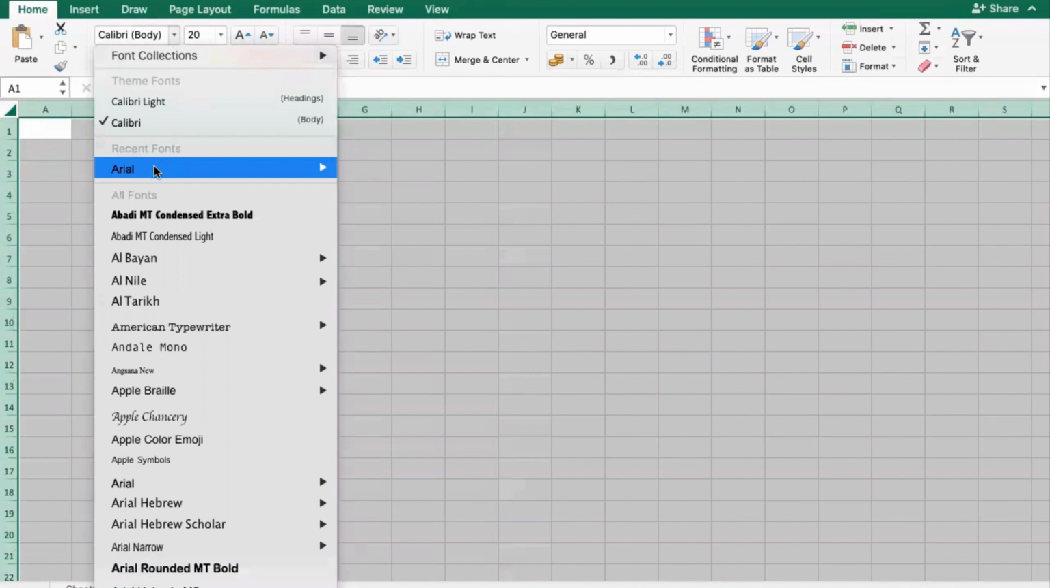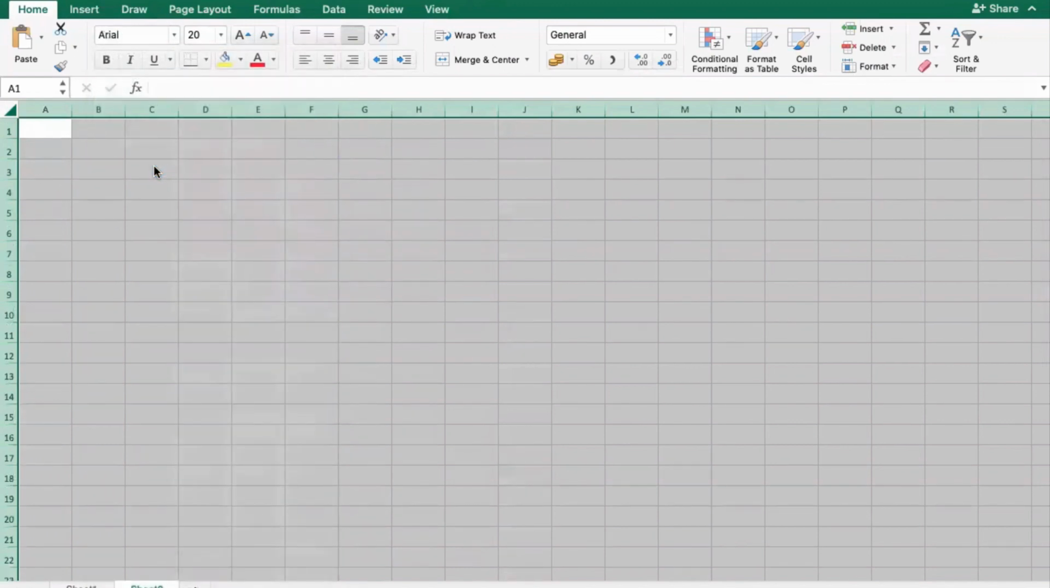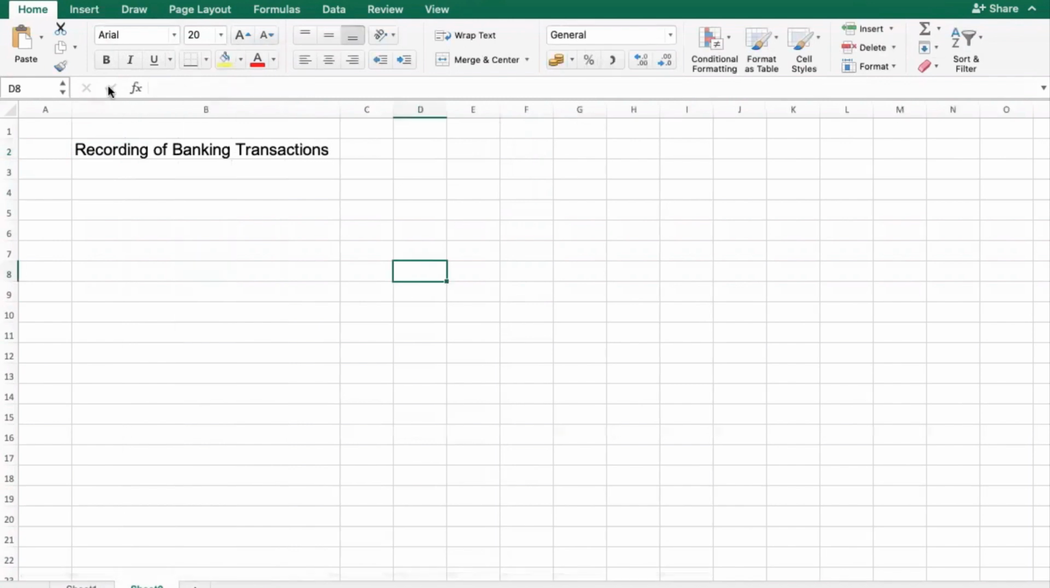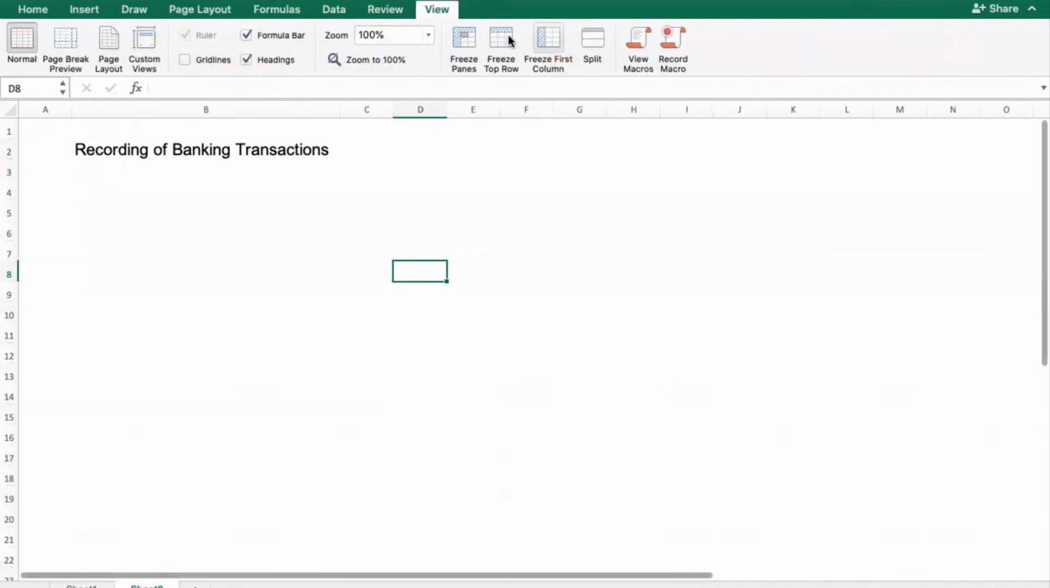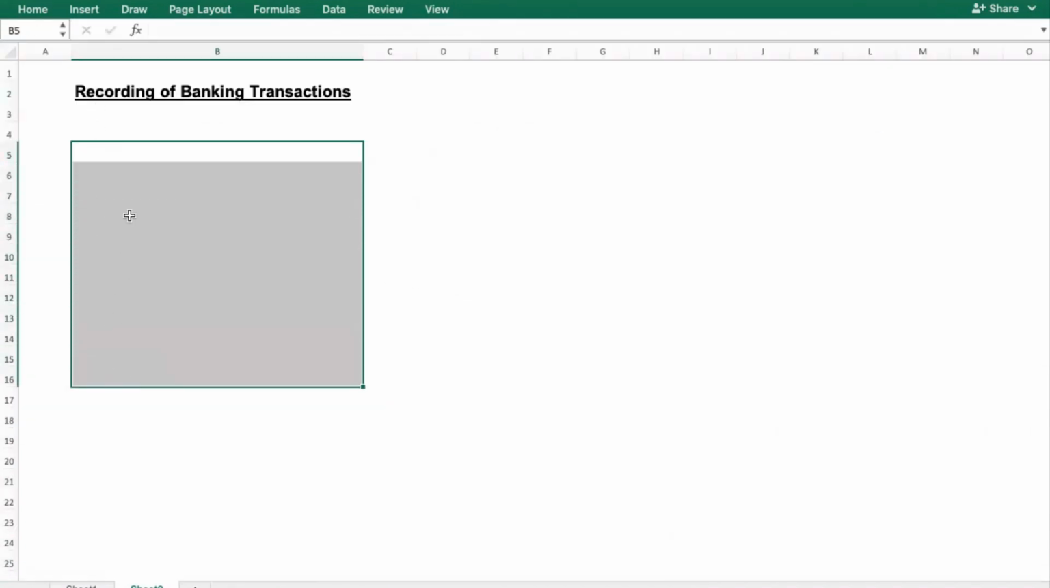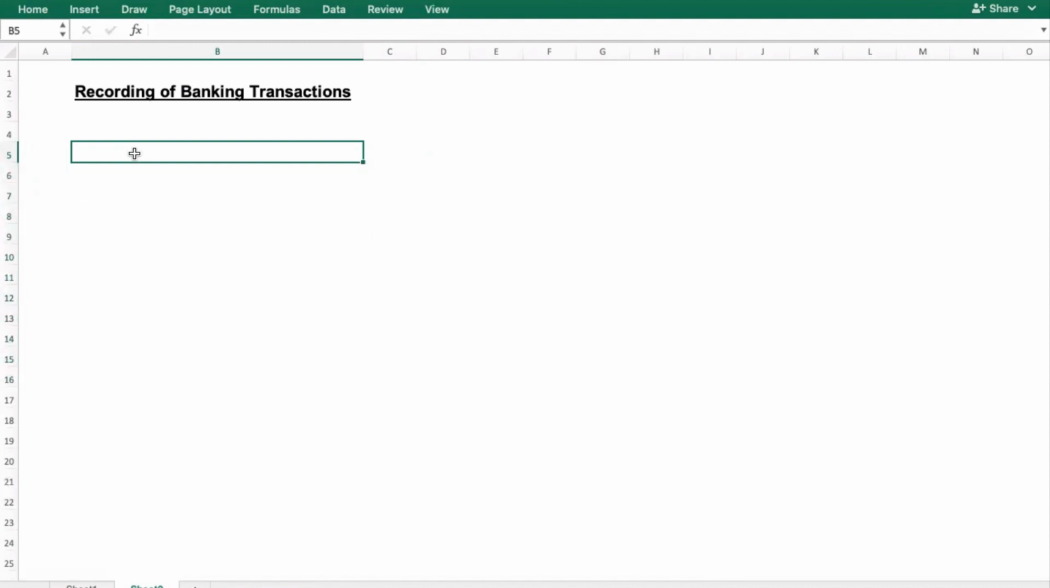Yeah. So today I will discuss recording of banking transactions. When I say banking transactions, it means dealing with the bank. So we will see some examples of banking transactions and we will see how to record those banking transactions. Okay, so see the first banking transaction.